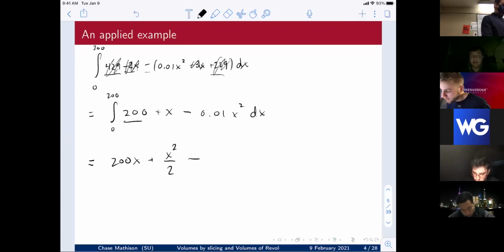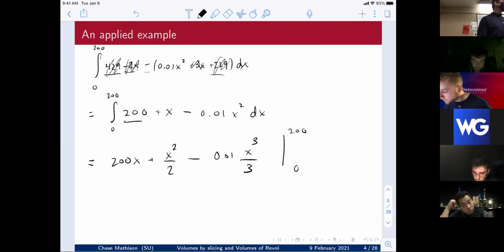Well, the 0.01 is just a constant. It's going to come along for the ride. Will, what were you going to say? 0.01 x cubed over 3. Perfect. Exactly right. Then I'm going to plug in 200 and 0 and take a difference.